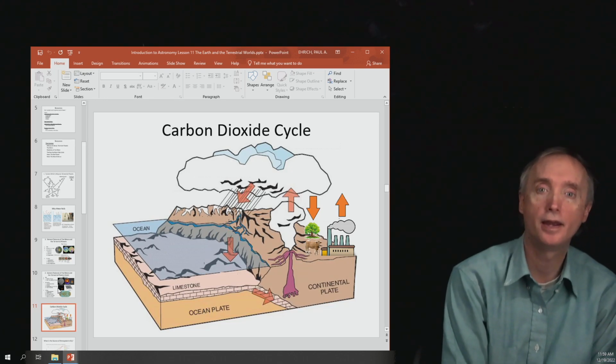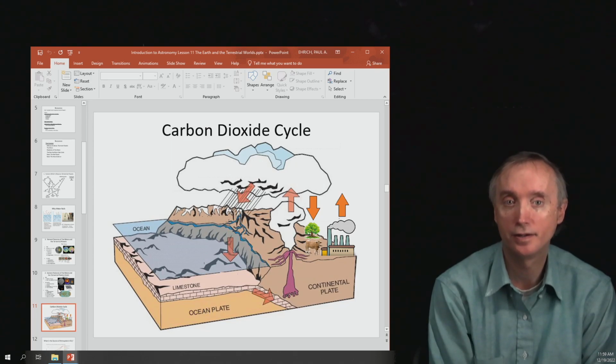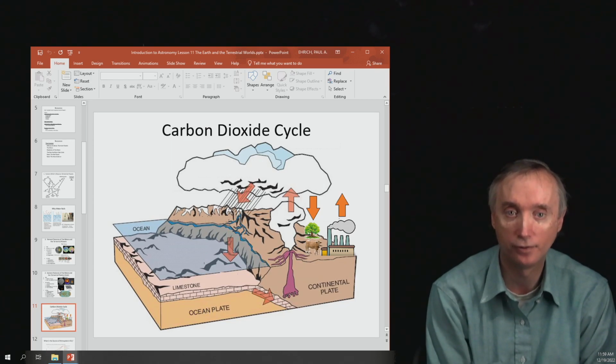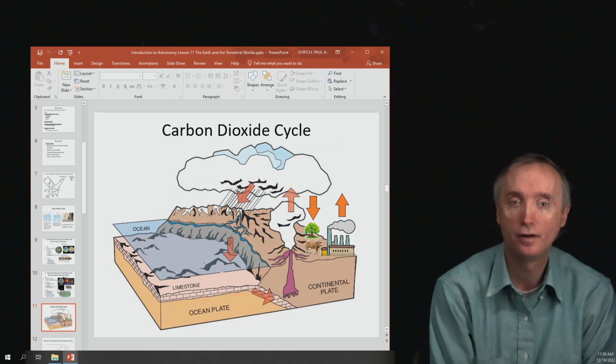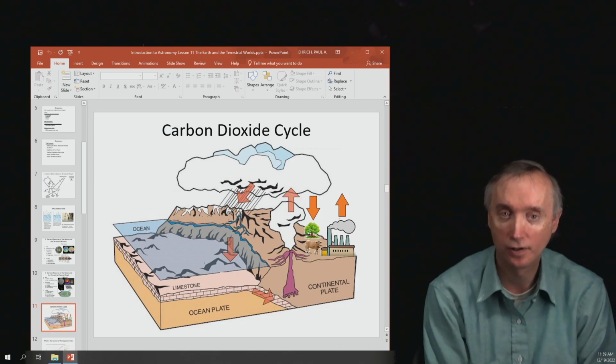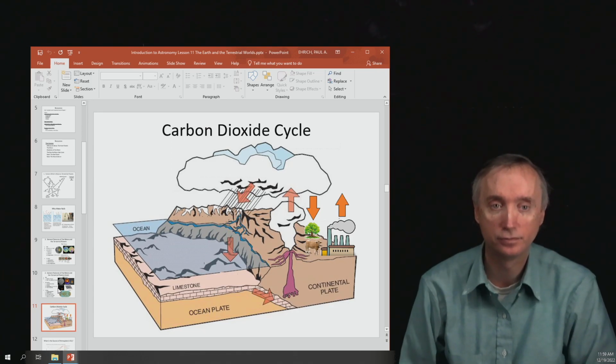Okay, I'm back, and now we want to talk about the carbon dioxide cycle, and it's also called the carbon cycle. So the idea of where does carbon dioxide come from and where does it go? So let's first talk about any planet.